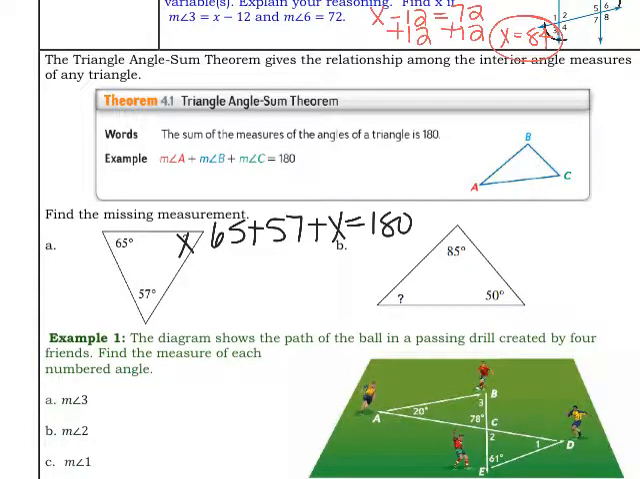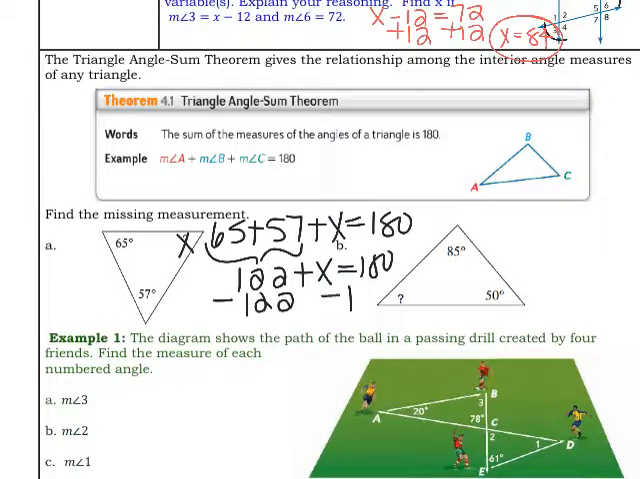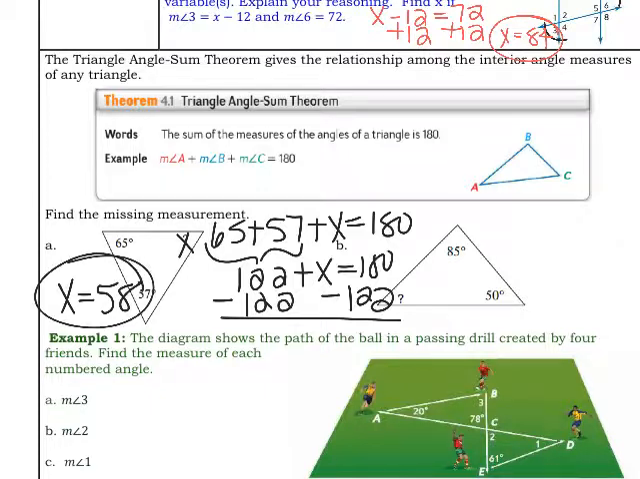All right. What can I put together? And together that gives me 122. And then what's your last step? Subtract. What's your X value? 58, and we're done.